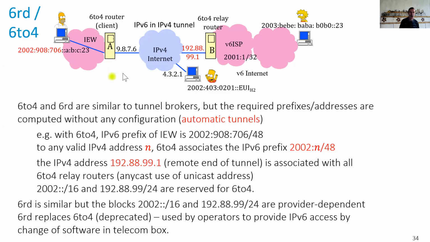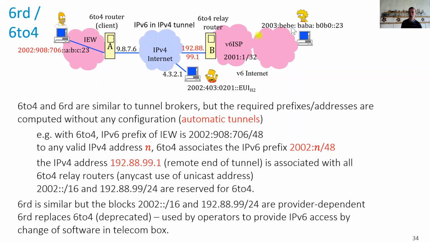So for example, if we use 6to4, which we also did some years ago for the Internet Engineering Workshop, we automatically get the IPv6 prefix, which is 2002, followed by the 32 bits of our IPv4 address, which in this case will be 09080706. So we get both automatically. We get a block of IPv6, a /48 block of IPv6 valid addresses, and we know where to tunnel them.